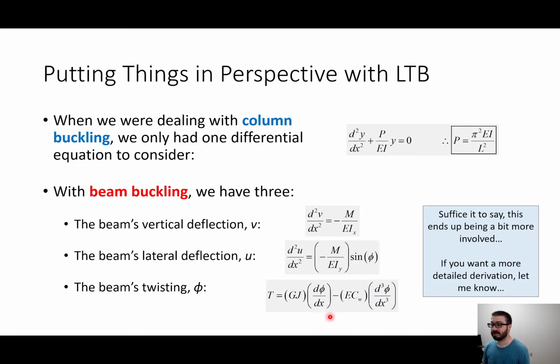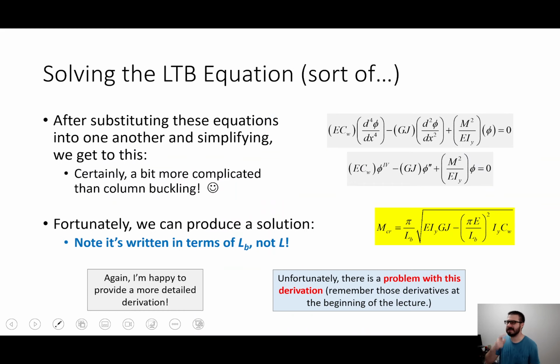So these two are really just beam deflection with a little bit of trig, and then this is the one we just saw. So what you have to do is combine these, basically substituting one into another to get a single differential equation. It's a little bit more involved. I'm happy to provide a detailed derivation if you'd like. Now, when it's all said and done, you get the following differential equation right here.